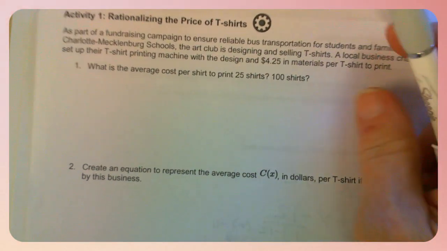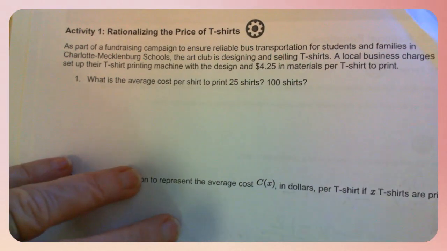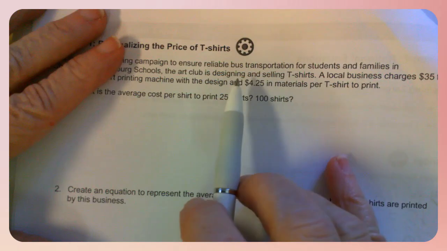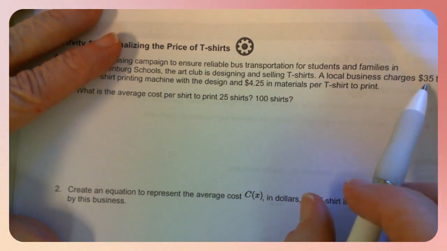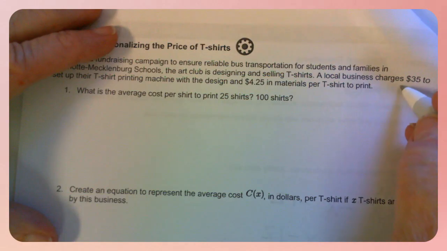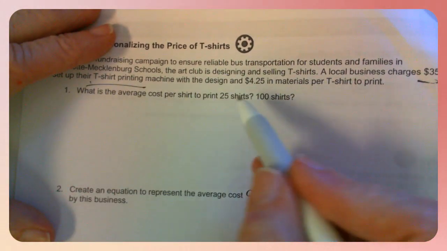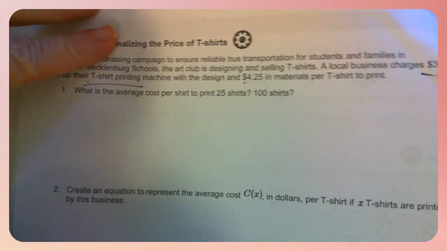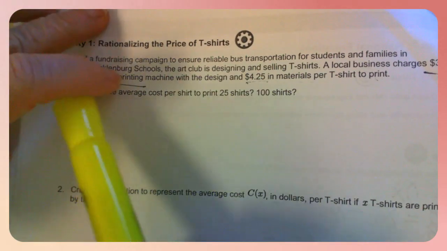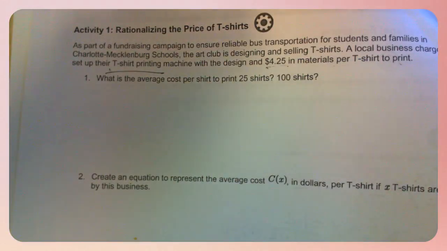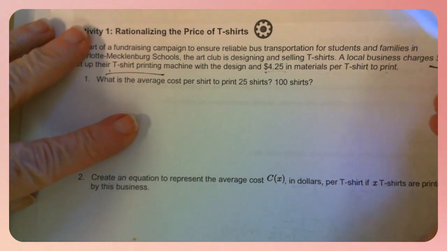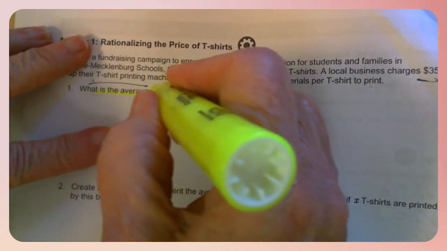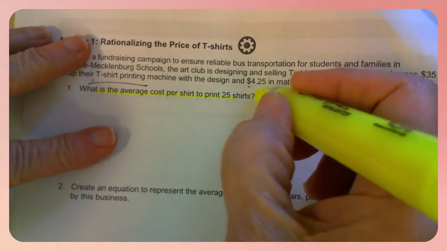As part of a fundraising campaign to ensure reliable bus transportation for students and families, the art club is designing and selling t-shirts. A local business charges $35 to set up their t-shirt printing machine with the design and $4.25 in materials per t-shirt to print. What is the average cost per shirt to print 25 shirts? All right, so it's $35. Here's the question. Let me highlight that. What is the average cost to print 25 shirts and 100 shirts?